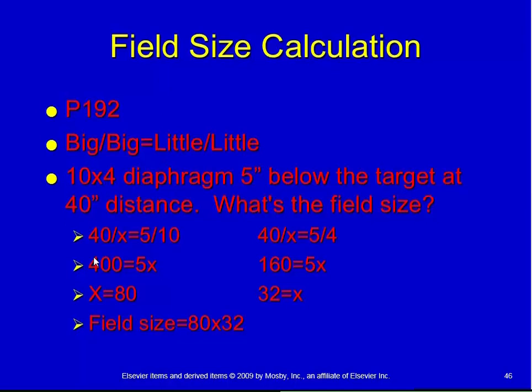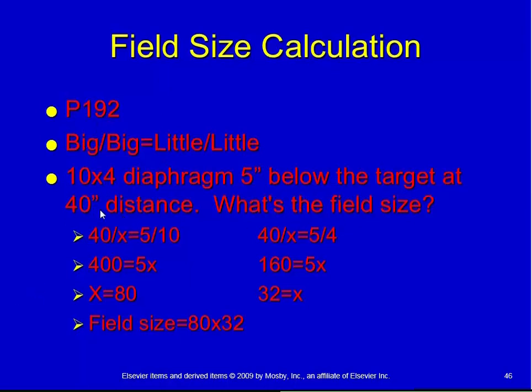So in this example here, you've got a 10 by 4 diaphragm placed 5 inches below the target at a 40-inch SID. So what is the field size? How you would set that up is you'd have to calculate it in two different dimensions because it's rectangular. So you've got a 10-inch distance in one dimension, a 4-inch distance in the opposite dimension. So your big would be the 40-inch distance, and your unknown would be your field size, because that's what it's asking you.